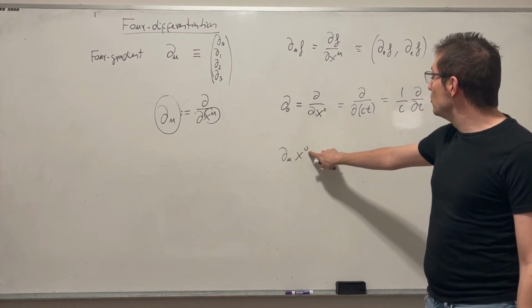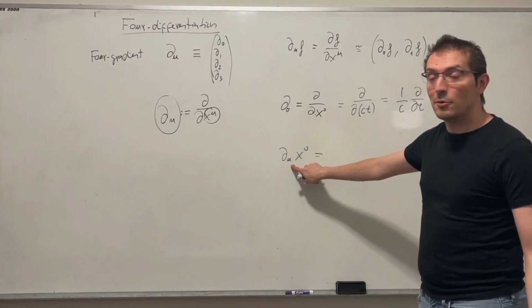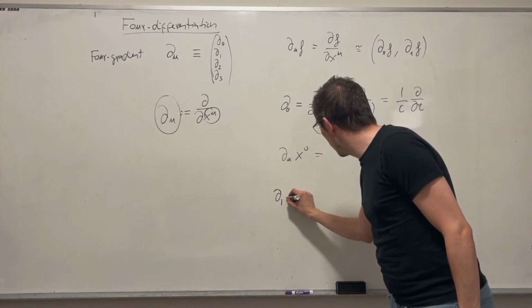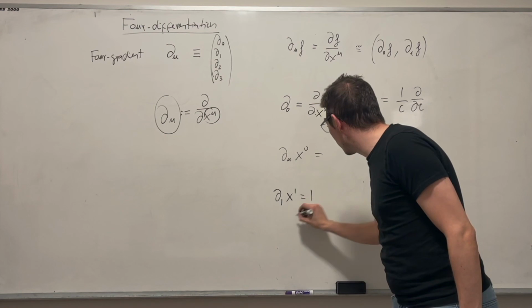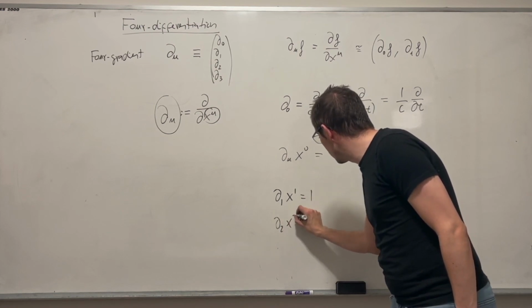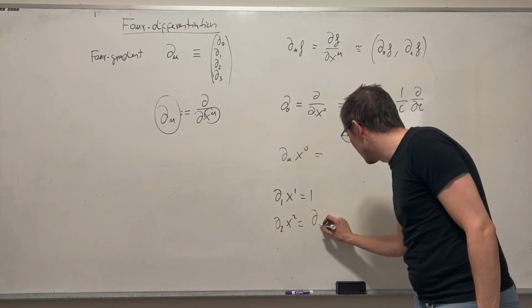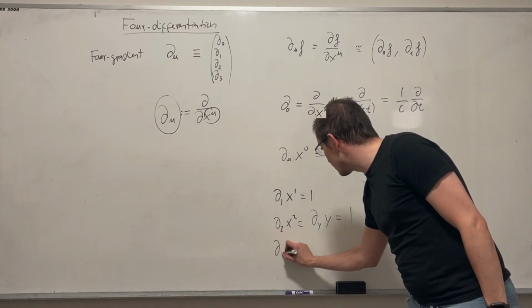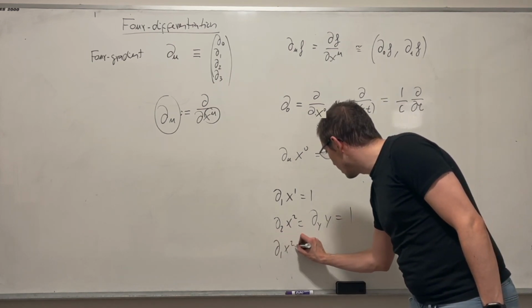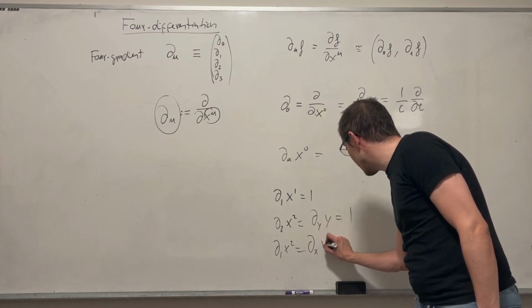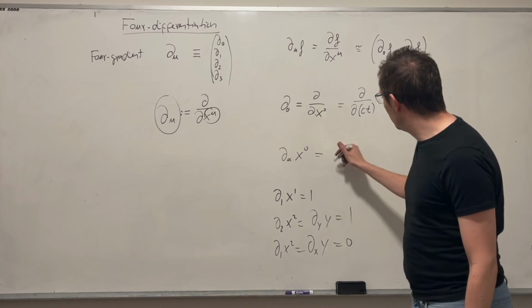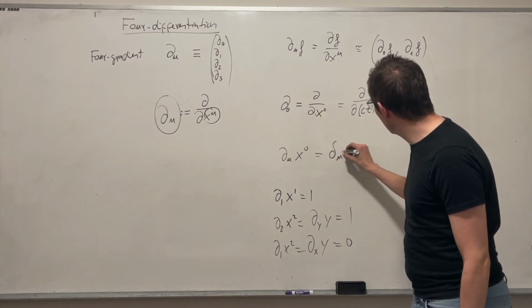If nu is equal to mu, it would be 1. So let's see. I know that partial 1 of x1 would be 1. But partial 2 of x2, this is the same as saying partial y of y, but that's also equal to 1. But what about partial 1 of x2? Well, that's the same as saying partial x of y, which is 0. So this thing would be the identity, delta mu nu.